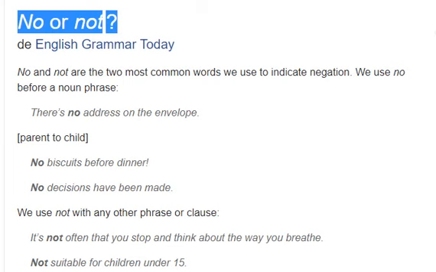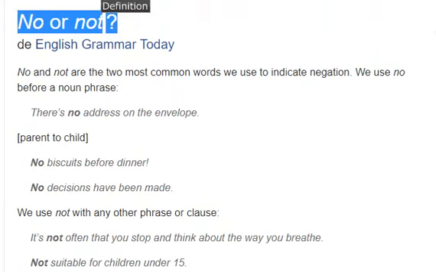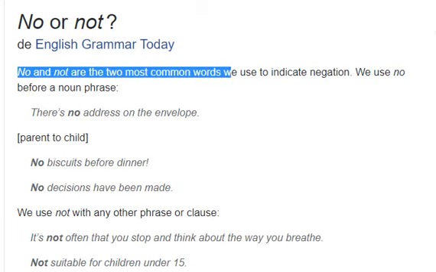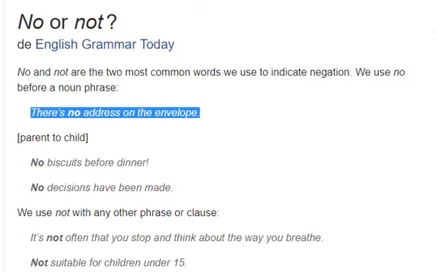In a recent class, there was a question about when to use no or not in a sentence. We are looking at the dictionary.cambridge.org question on grammar of no or not. This comes from the Cambridge Dictionary online. I'm going to read each phrase, and then I'll try to explain it a little bit in Portuguese. No and not are the two most common words we use to indicate negation. We use no before a noun phrase. There's no address on the envelope.